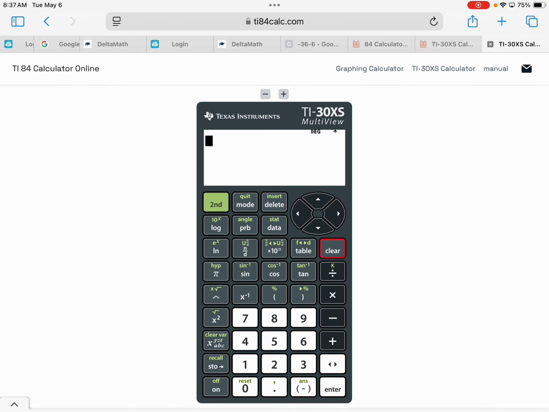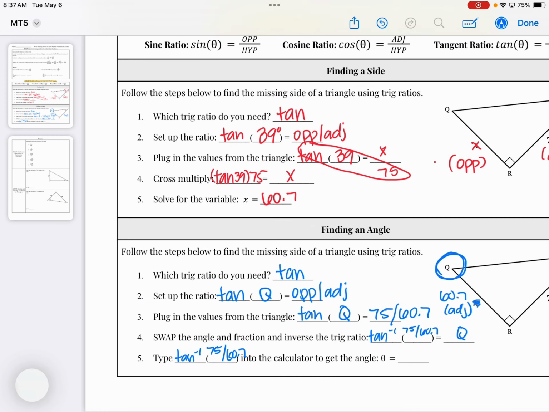I'm going to hit second, tangent. What were those numbers again? 75 divided by 60.7. I get 51. Let's call that 51 degrees. And that's how you find the angle.